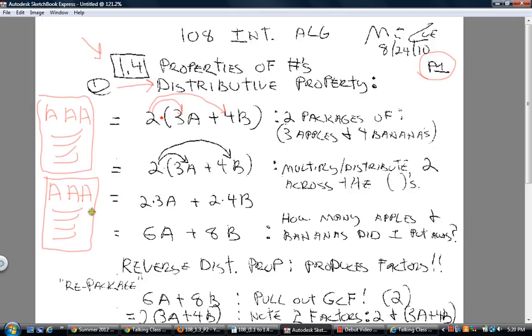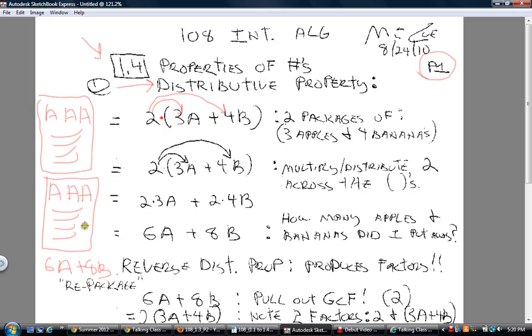So when I unwrap them, I have 2 bins in my refrigerator. I cannot commingle fruit at our house. When I take the wrappers off, how many apples do I have? 1, 2, 3, 4, 5, 6 apples. How many bananas do I have? 1, 2, 3, 4, 5, 6, 7, 8. That's just a quick visual way to help you remember the distributive property.